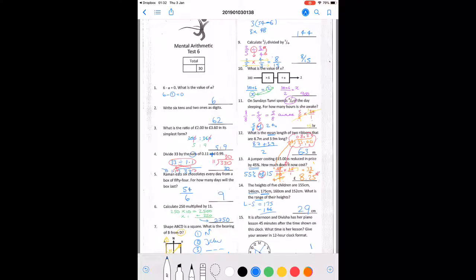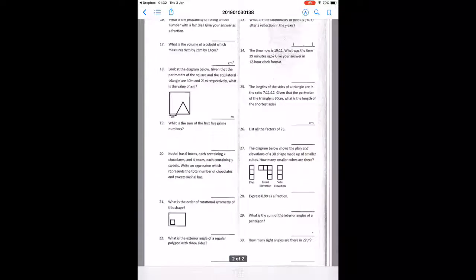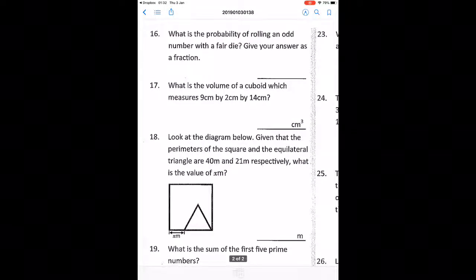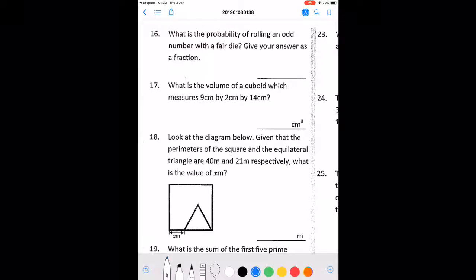Okay, that's the end of the first page, folks. Right, let's just change it and go to the second page. We've got one more page of questions. We've taken 10 minutes so far. Let's see if we can do this a little bit quicker. What is the probability? Let's get back to our pen selection.